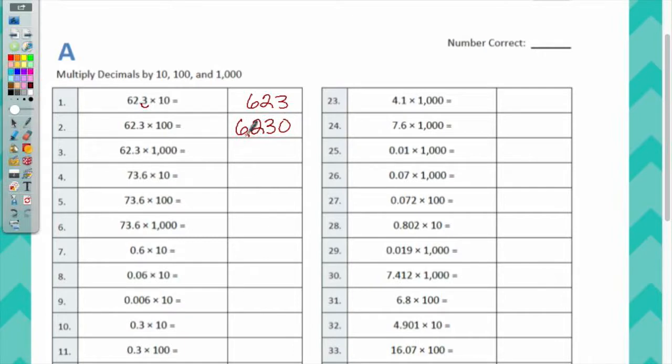And the next one, what do you think? 62,300. So I just added one place value each time. The first time, I had to hop the decimal. The next two times, I just got to add the 0 to the end. Okay? And the next three are the exact same way. Skip down to 7.